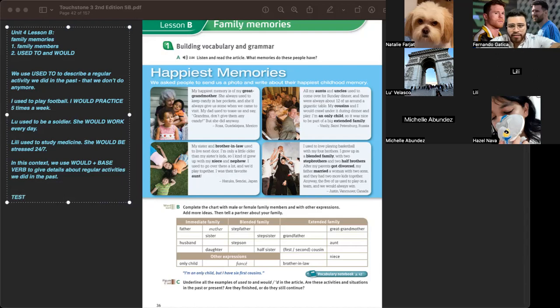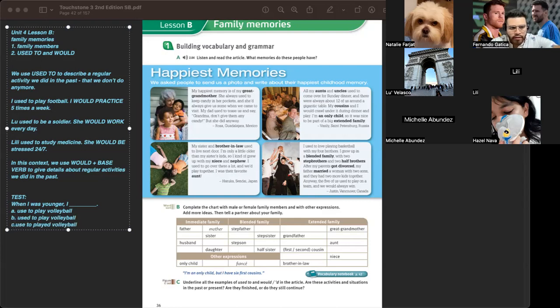This is from the test. When I was younger, I used to play volleyball, or I use to play volleyball, or I used to played volleyball. What would be correct? A, B, or C? B. Very good.